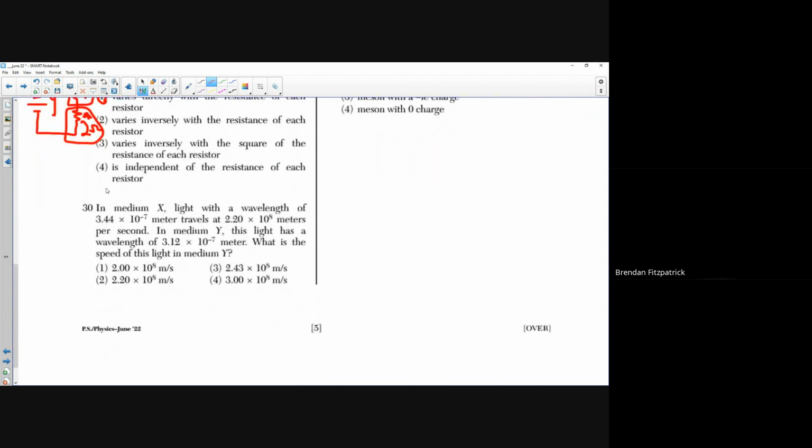30. In medium X, light travels that far at that fast. In medium Y, light travels with that wavelength. What is the speed of the light? Okay, so then they want me to use this: V1 over V2 is equal to lambda 1 over lambda 2. So in X, I'll call that medium 1. So this is lambda 1, and this is V1. And I'm solving for V2. All right.